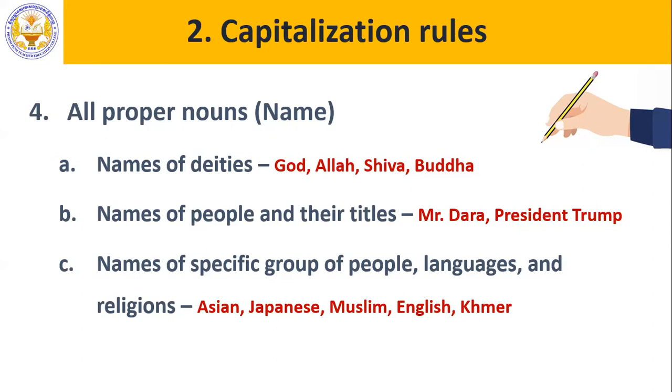4. All proper nouns. Proper noun simply means name, but we have many names for many things, right? Let's go one by one. A. Names of deity or God. We have God, Allah, Shiva, Buddha. B. Names of people with their titles. Mr. Rara, President Trump. C. Names of specific groups of people, languages, and religions. Asian, Japanese, Muslim, English, Khmer.